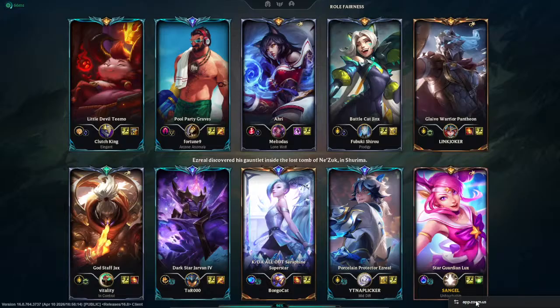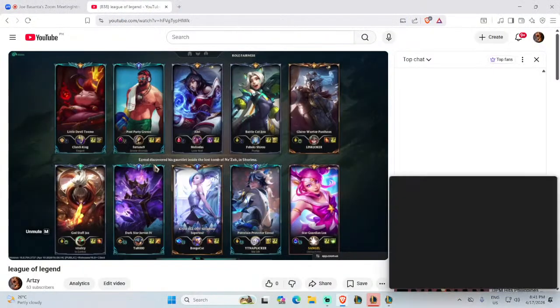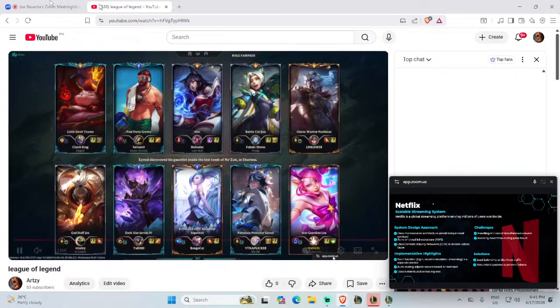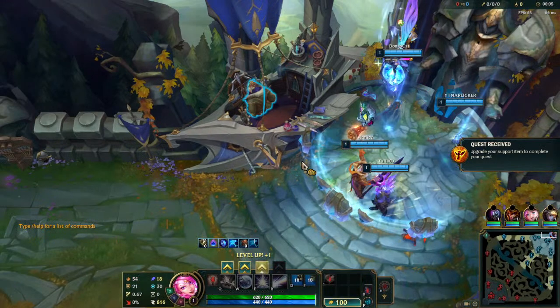Netflix is a scalable streaming system. Netflix is a global streaming platform serving millions of users worldwide. Their system design approach is to use microservice architecture, or small independent services, and also run on cloud infrastructure, or AWS, and use a content delivery network, or CDN, to stream videos faster.